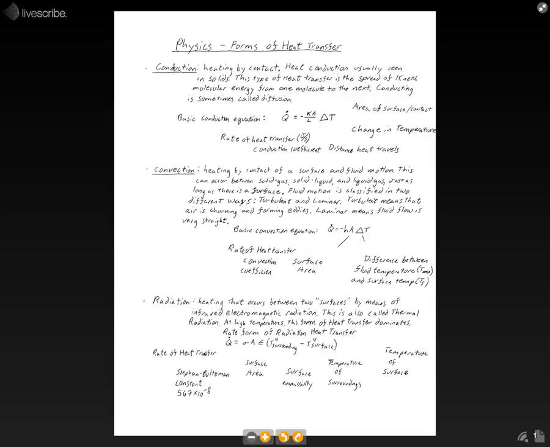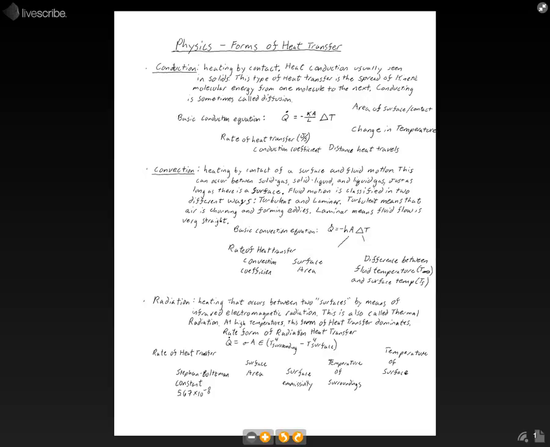With this, the type of heat transfer that we have is basically excitement spreading from molecule to molecule. And this is sometimes called diffusion, but basically conduction is very slow. It has to excite one molecule at a time in order to spread heat, in order to spread energy. There's a basic equation that goes with this.